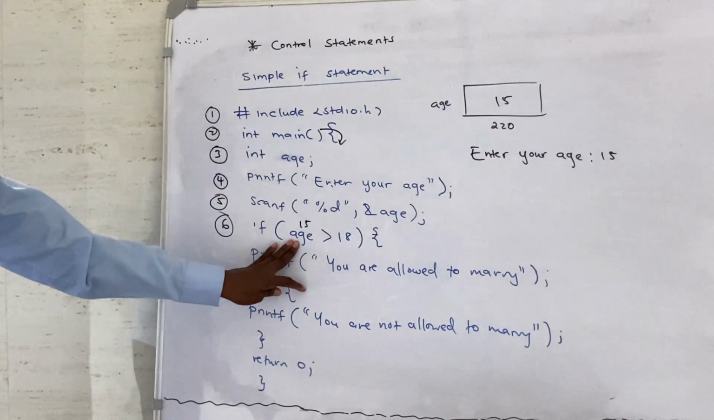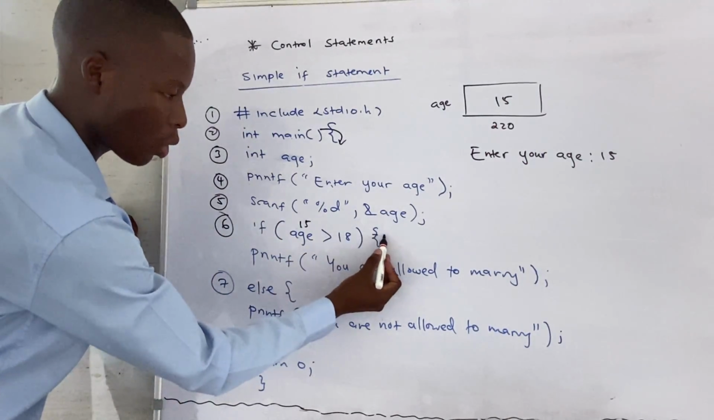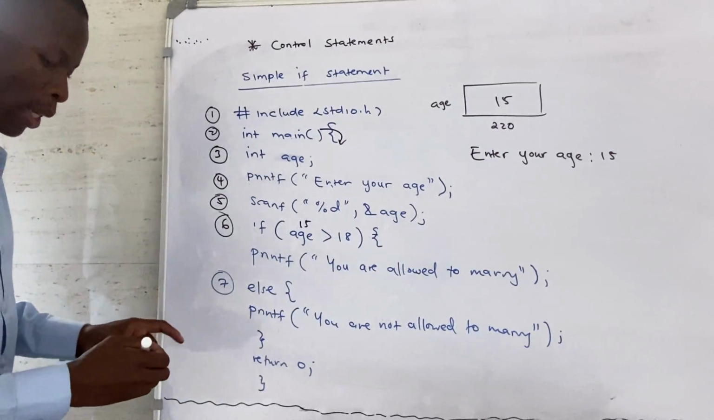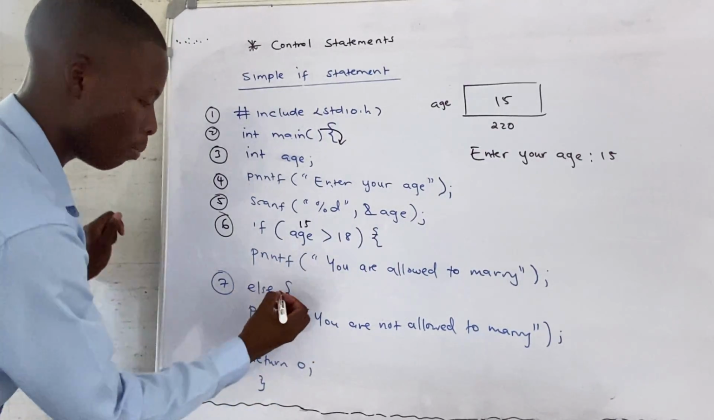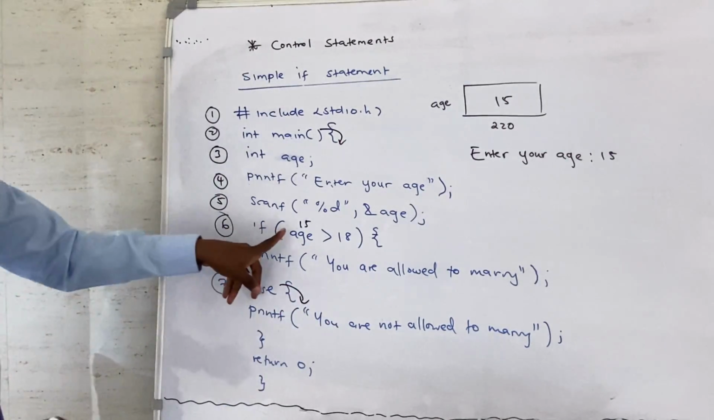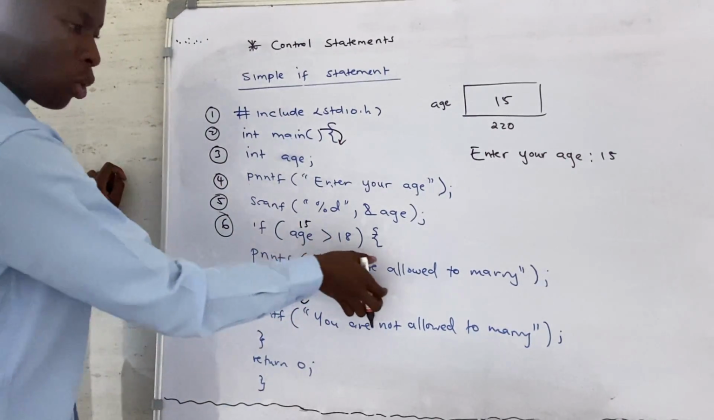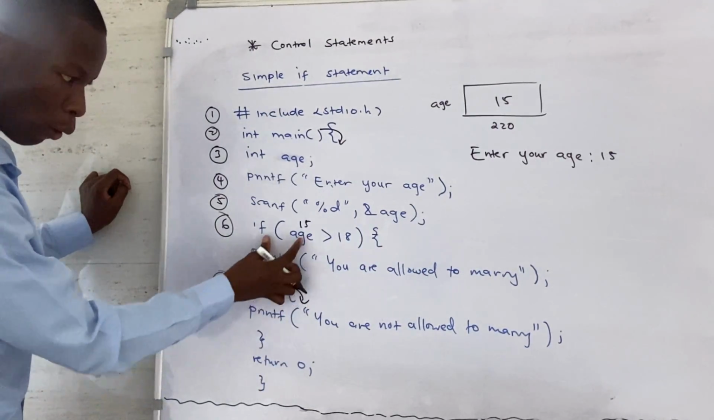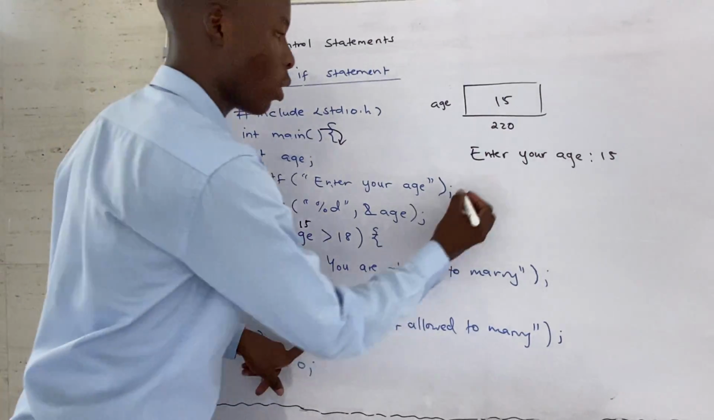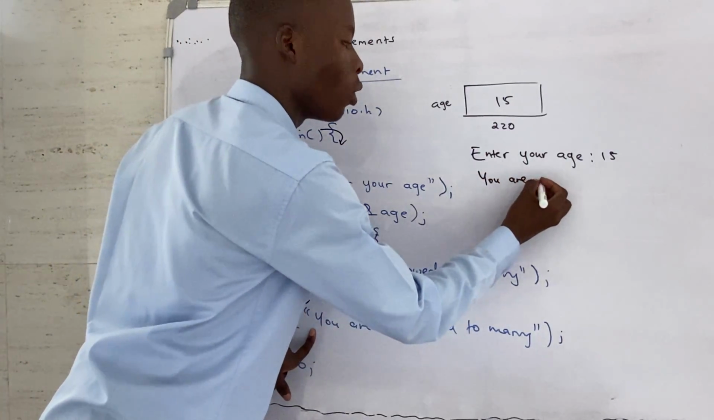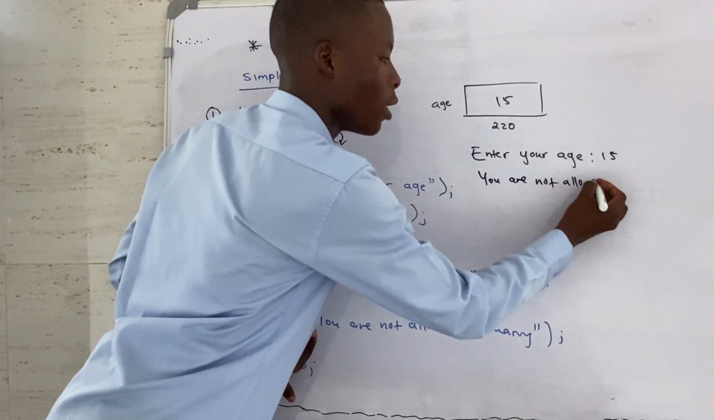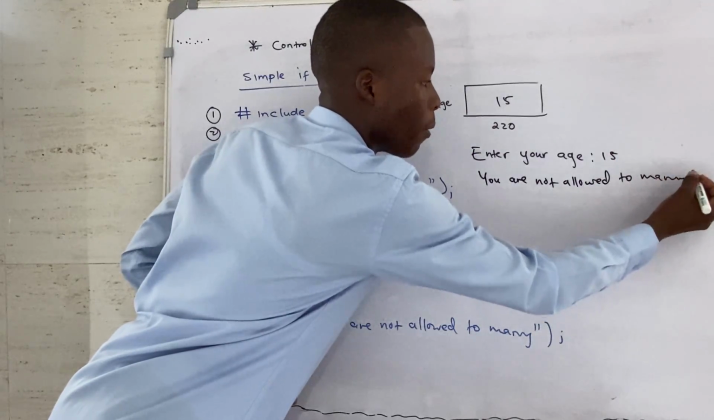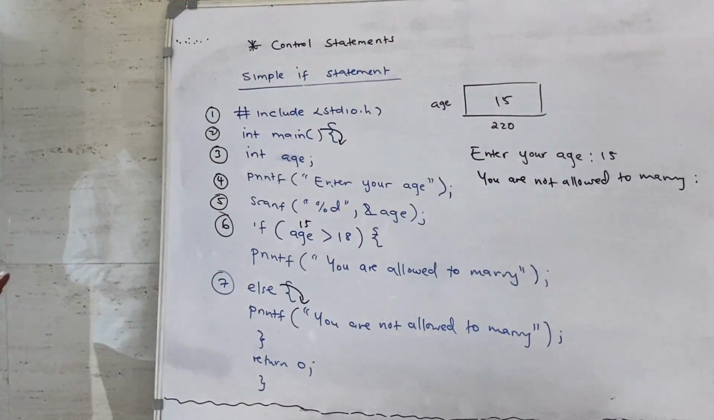This is false. If this is false, the compiler is not going to enter into this if block. It is going to enter into the else block. So if this is 15, this is wrong. So this statement is not going to be printed. Otherwise, the other option of this condition is printed. So this statement, you are not allowed to marry, is printed. Okay, this is all.